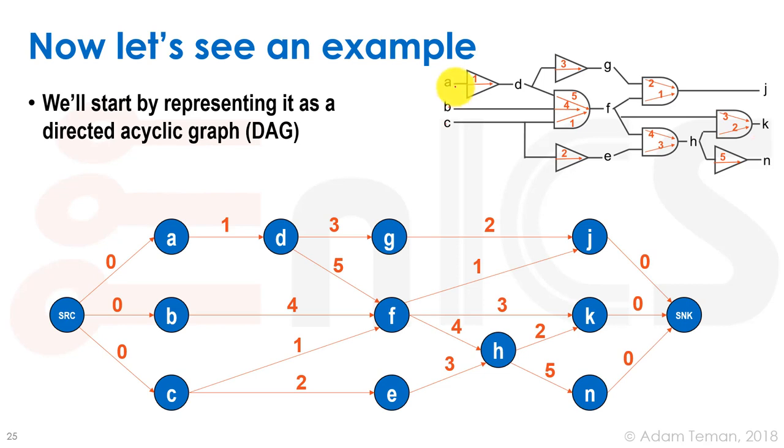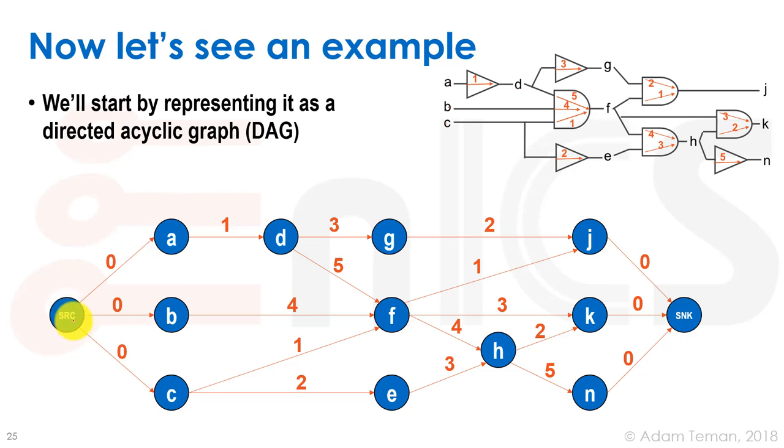and all of the connections between them. For example, from A to D is going to be 1, as we see here. From D to G, we're going to have 3. From D to F, we're going to have 5. From, for example, F to K, well, there's F, there's K, it's going to be a delay of 3. So this is just a one-to-one representation of this according to the assumptions or the instructions that I discussed beforehand.